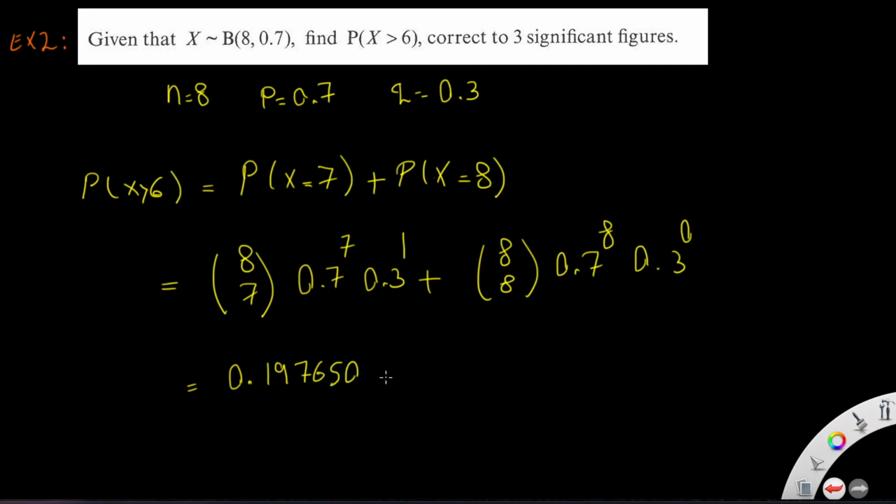0.19750 for the first part, and for the next one 0.057648, and correct to 3 significant figures as the final answer, we will have 0.255.